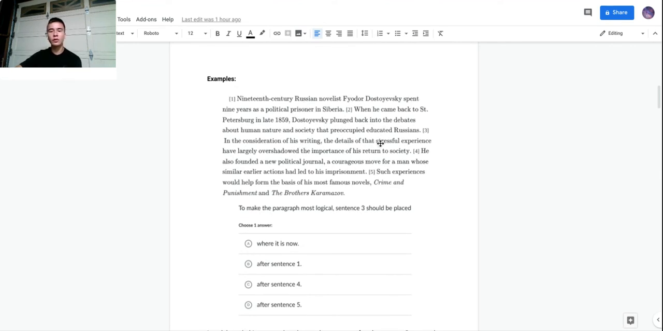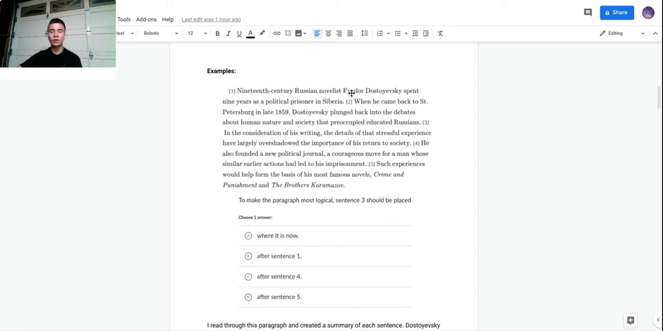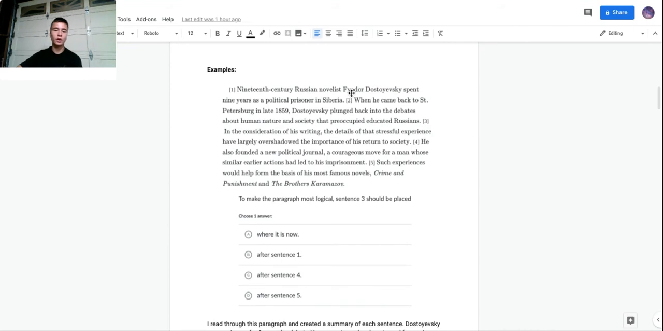It says the details of that stressful experience. That stressful experience we can assume to be his imprisonment. However, sentence three is put after sentence two, which doesn't make sense because if it says that stressful experience, his return to St. Petersburg is not a stressful experience. So sentence three is not in the right place, and the correct answer is B after sentence one.